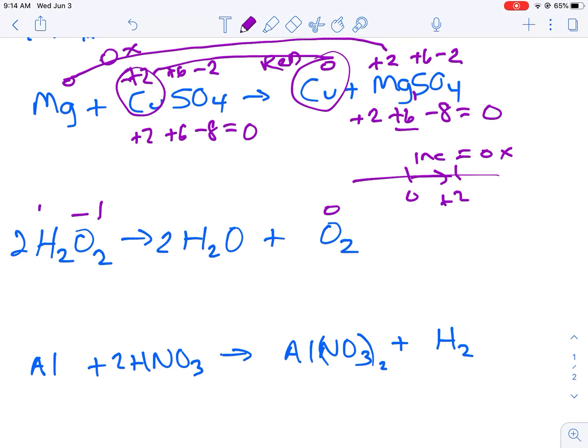Since H starts the formula, it's +1, and this one's -2. You can actually see the redox: this oxygen both went up and it also went down. So we'll be talking about that later on down the road, but today we're just looking at oxidation number rules and how to apply them.